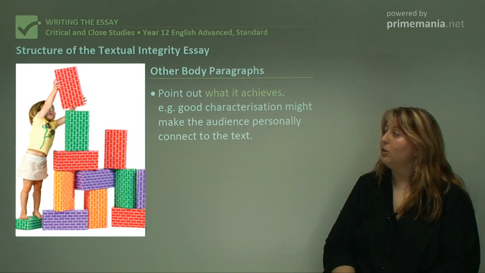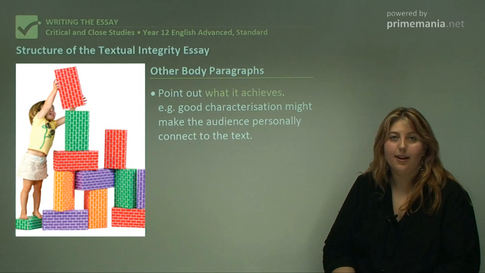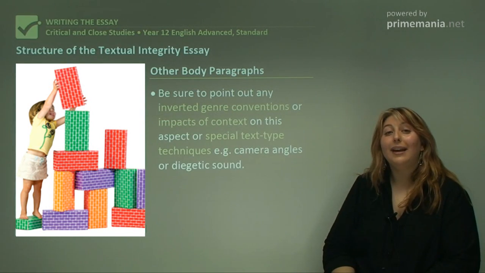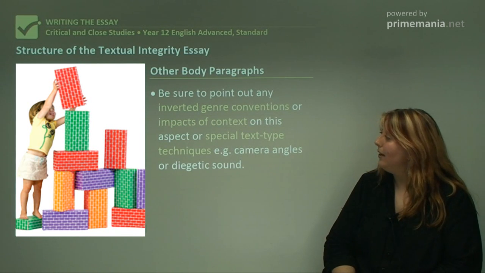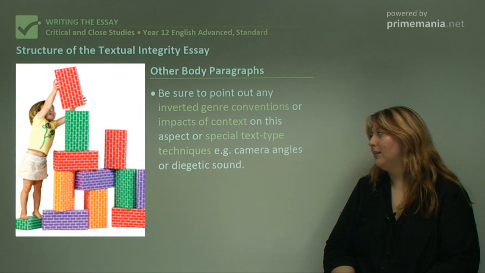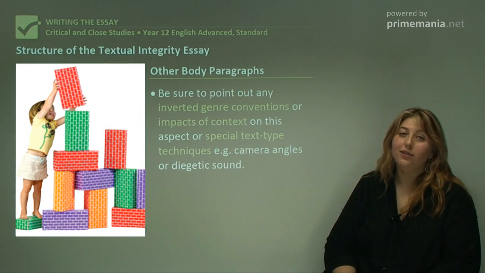Point out what this aspect achieves, so good characterization might make the audience personally connect to the text. Be sure to point out any inverted genre conventions or the impacts of context on this aspect, or any special text type techniques. So if you're doing a film, you know you have to talk about things like camera angles, camera shots, and diegetic sound.